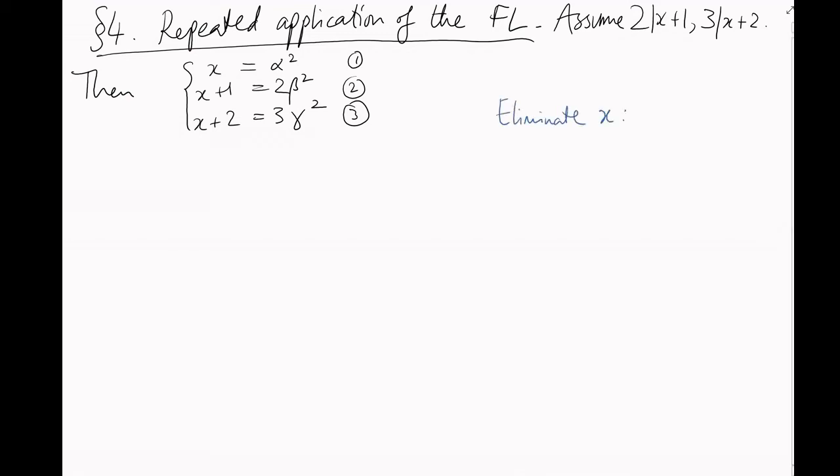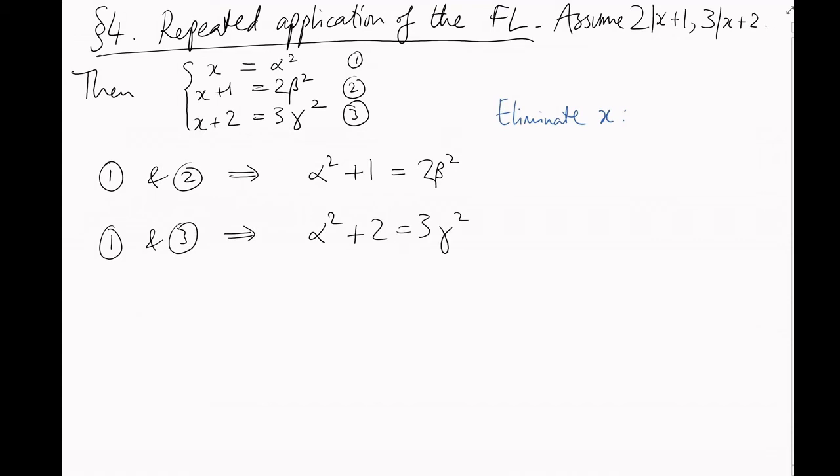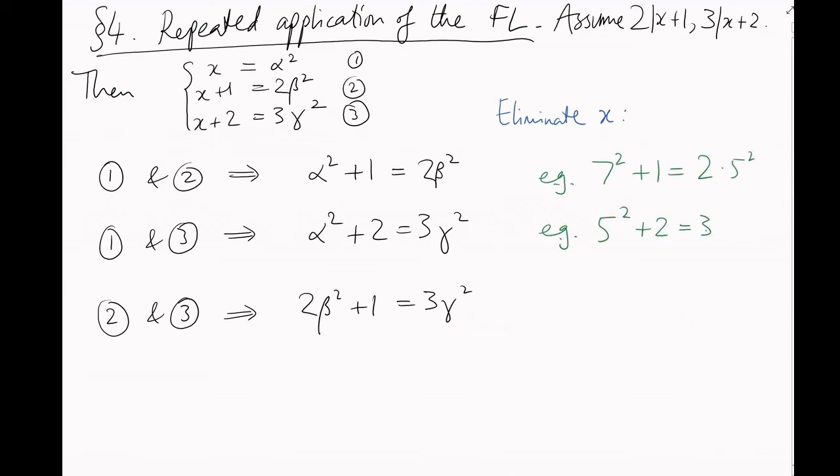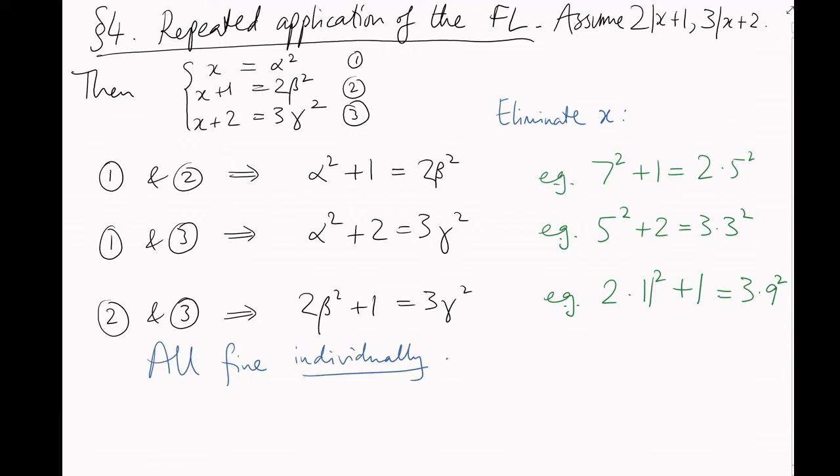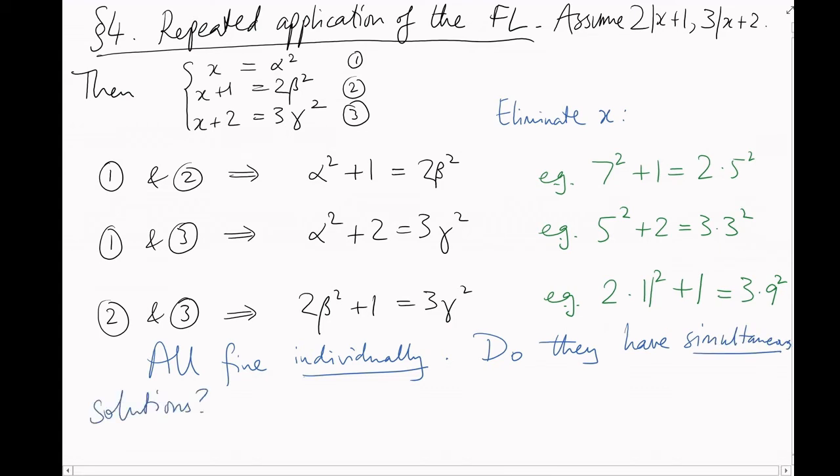There are 3 obvious ways we could do it. We could substitute equation 1 into equation 2, or into equation 3, or we could substitute equation 2 into equation 3. Here they all are. Now in this case we don't get an easy contradiction. There's nothing wrong with these equations individually, they do all have solutions. But the real question is whether they have simultaneous solutions. Are there values of alpha, beta, and gamma such that all 3 equations are satisfied at the same time?